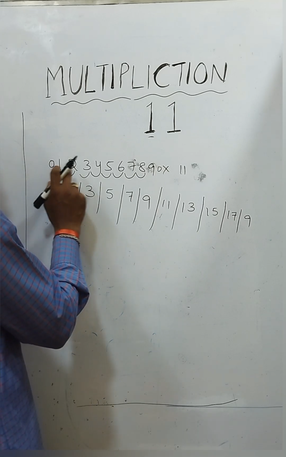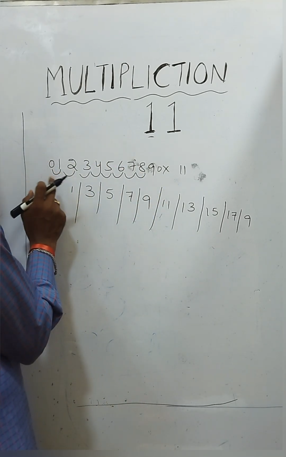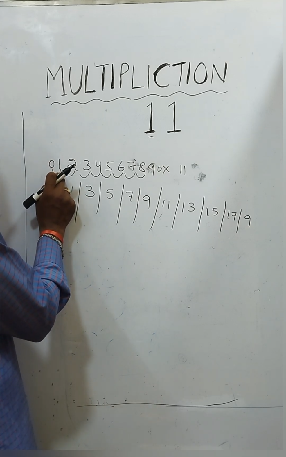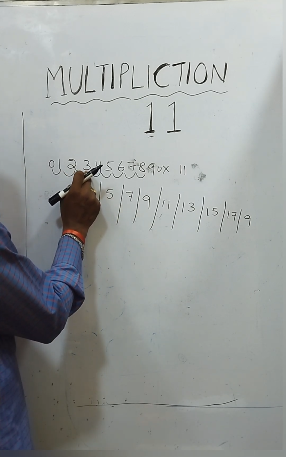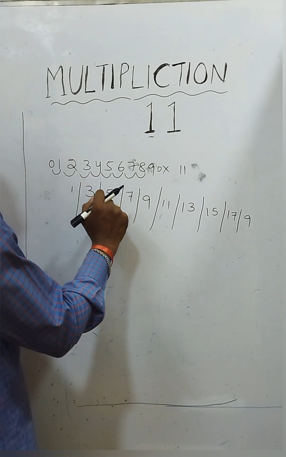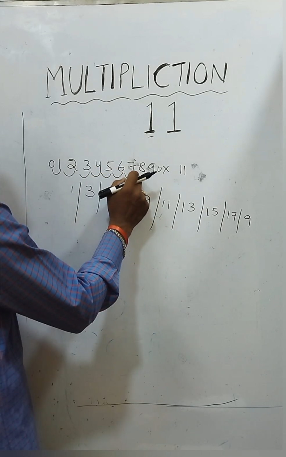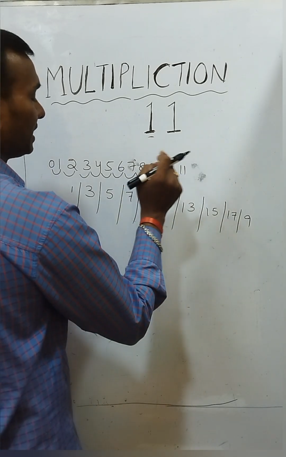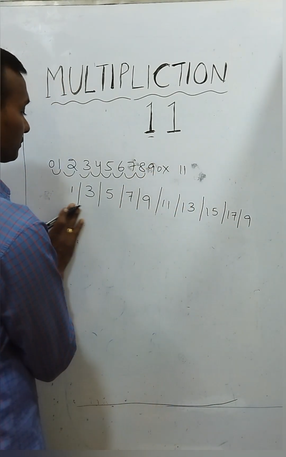So after putting 1 0 here, 1 0 here, we start adding 2 digits at a time. 0 plus 1, 1. 1 plus 2, 3. 2 plus 3, 5. 3 plus 4, 7. 4 plus 5, 9. 5 plus 6, 11. 6 plus 7, 13. 7 plus 8, 15. 8 plus 9, 17. 9 plus 0, 9. Now we will write the final answer.